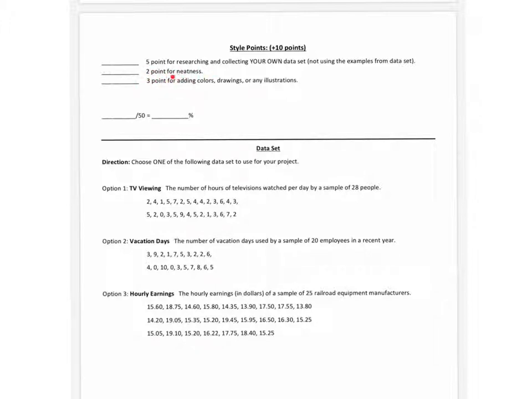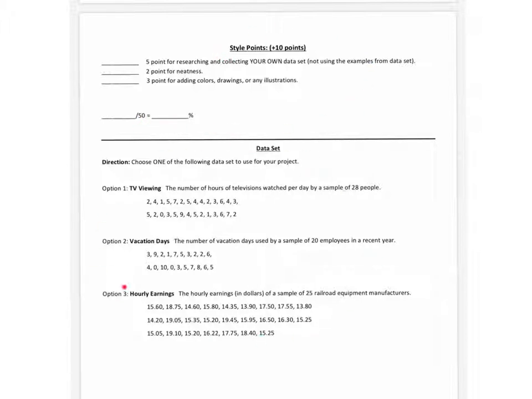And also 2 points for neatness. I love when I can actually read your project, so please make it neat. 3 points for adding color, drawings, or illustrations. I want you to be creative in these projects like the projects we've had in the past. I really encourage that in the assignments that I hand out, so please take advantage of it. You'll get bonus points for it. And this is going to be out of 50 points. So I think that's it on the rubric part.